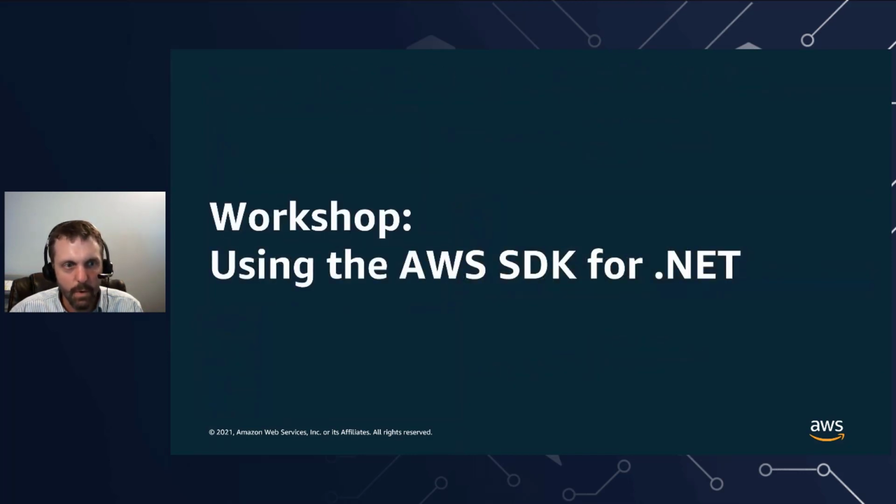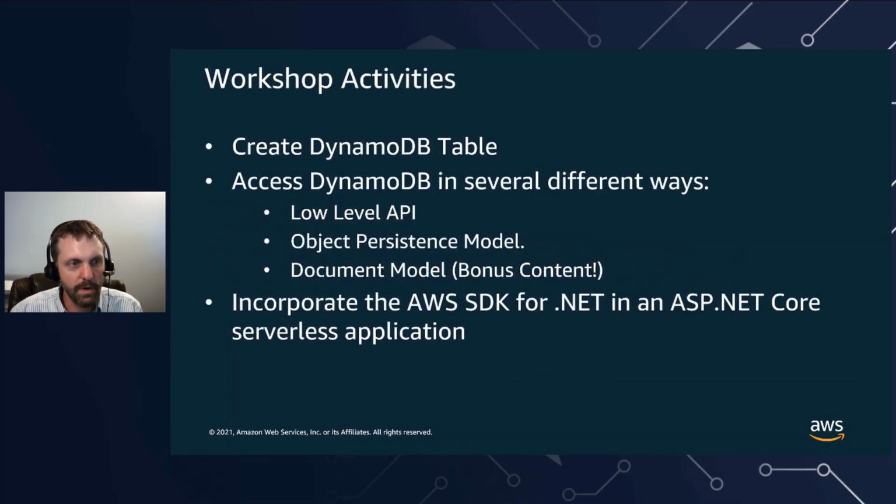So now we're going to actually see this in action. In our workshop today, we're going to create a DynamoDB table. We're going to access the DynamoDB table in several ways. Through a console app, we're going to do the low-level API. We're going to do the object persistence model. Then at the very end, we're going to take that serverless app we did, and we're going to incorporate the AWS SDK for .NET into that application.